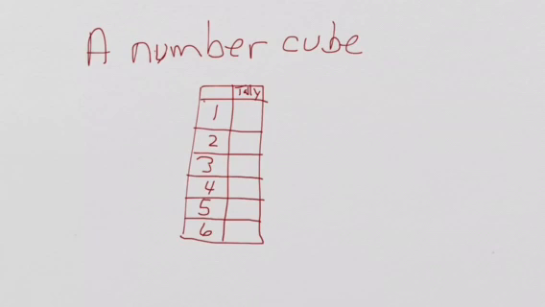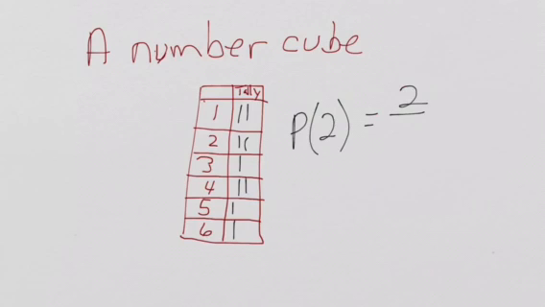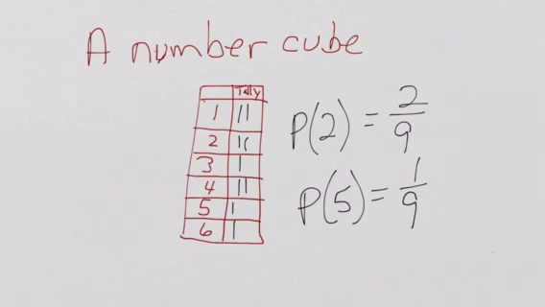Now, if you were doing a number cube, you would do the same thing. Just keep track each time you roll a number and see what happens. So in this case, if I had the probability of getting a 2, and we're talking the experimental probability, it would be 2 because I rolled it twice out of 1, 2, 3, 4, 5, 6, 7, 8, 9. 2 out of 9. Probability of getting a 5 experimentally would be 1 out of 9.